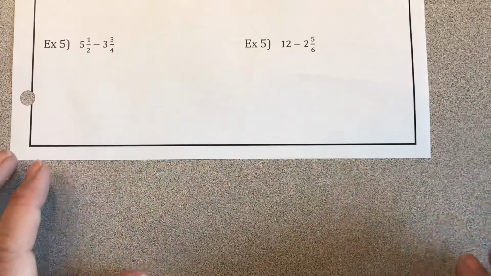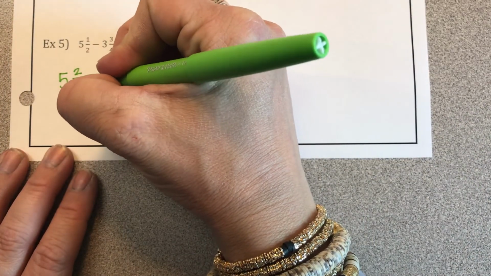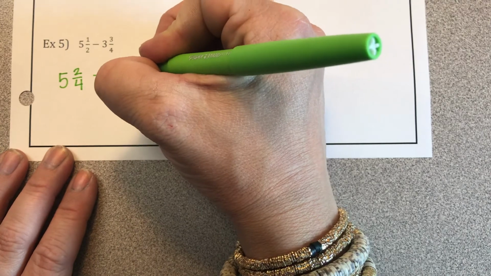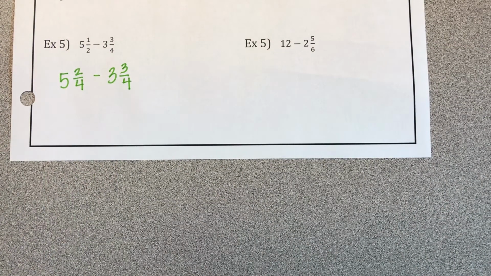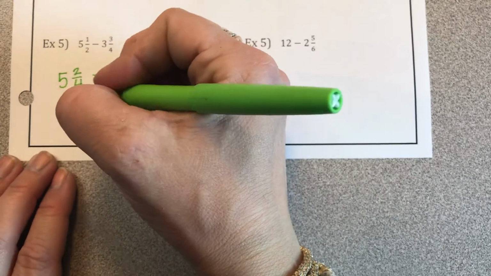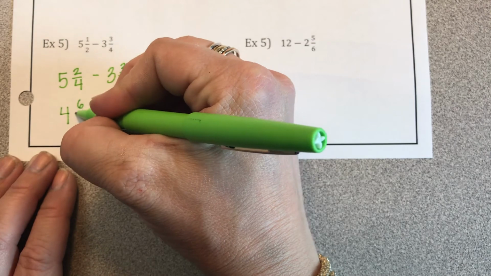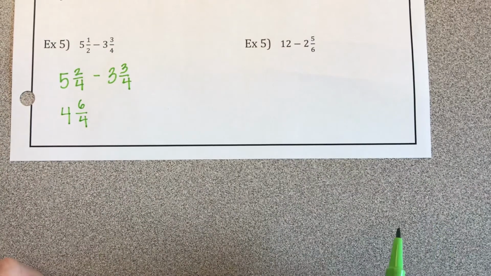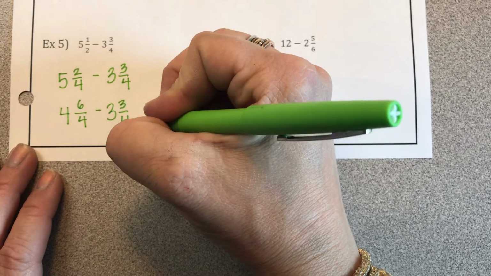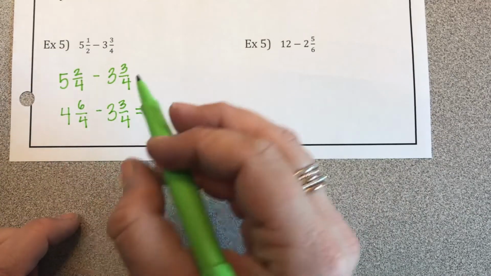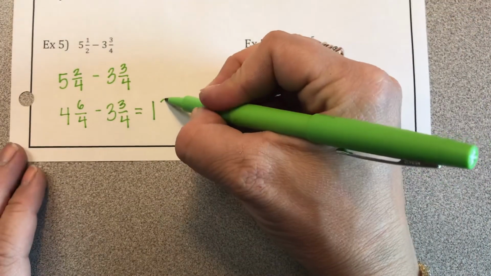Okay, so let's look at number 5. So I have 5 and 2/4 minus 3 and 3/4. So 2 is smaller than 3. So I'm going to rename this fraction. I'm going to take it down 1. 4 plus 2 is 6. So 4 and 6/4 minus 3 and 3/4. So now 4 minus 3 is 1. 6 minus 3 is 3/4.